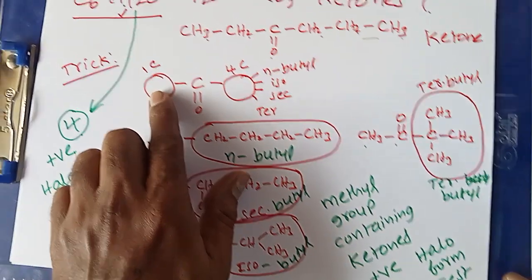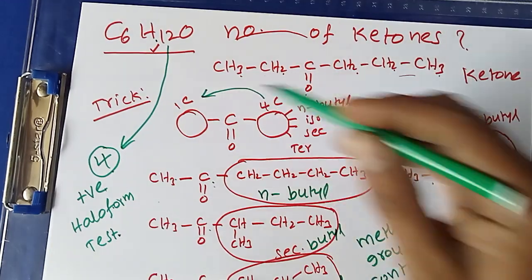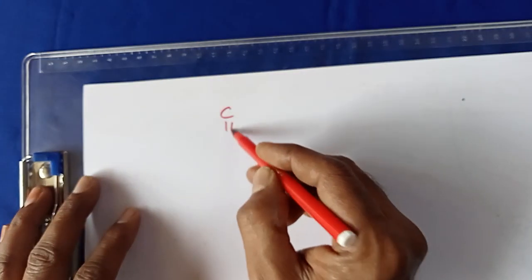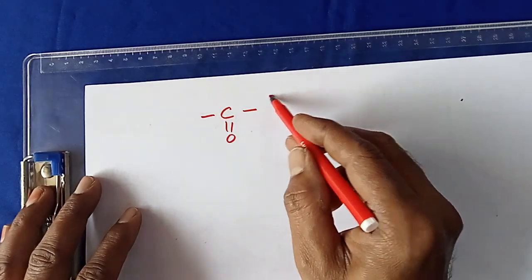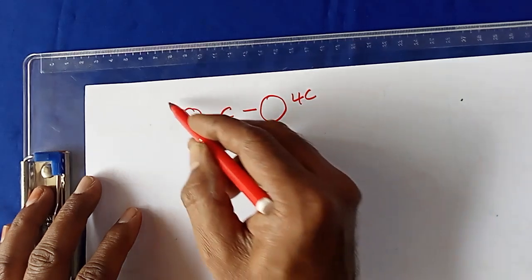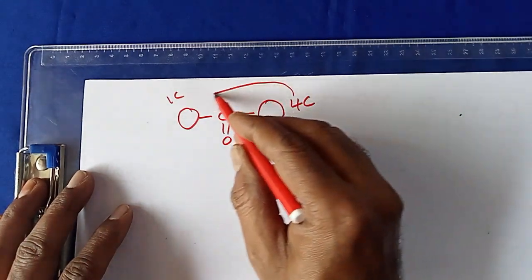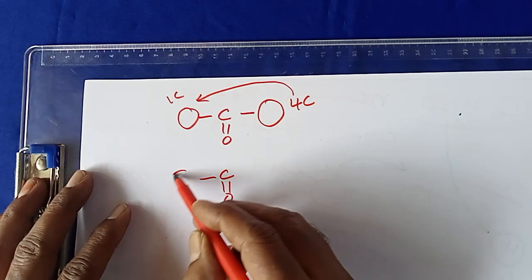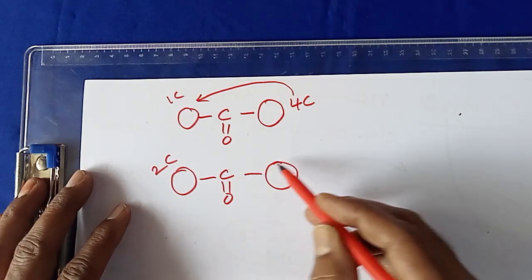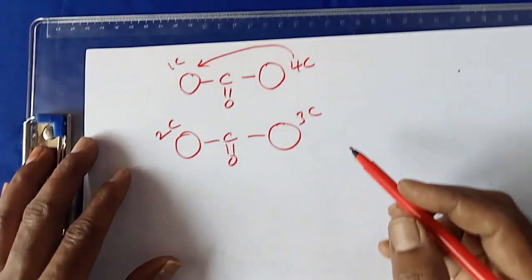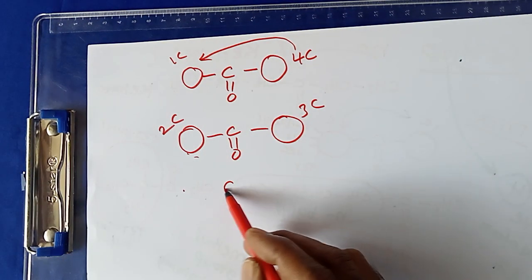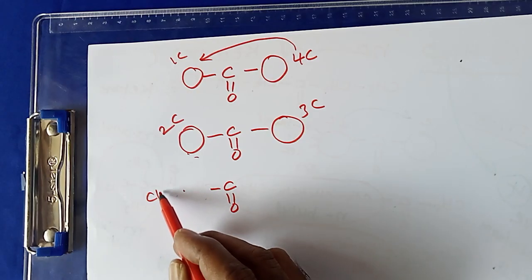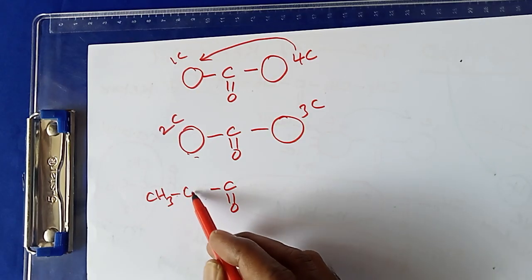The next possibility, 1,4: bring one carbon to this side. So C double bond O. We are discussing the number of ketones only. Here how many carbons completed? 4 carbons, and here 1 carbon. So you can shift 1 carbon here. After shifting, here 2 carbons and here 3 carbons. So write down 2 carbons here: C double bond O, one CH3, again CH2.